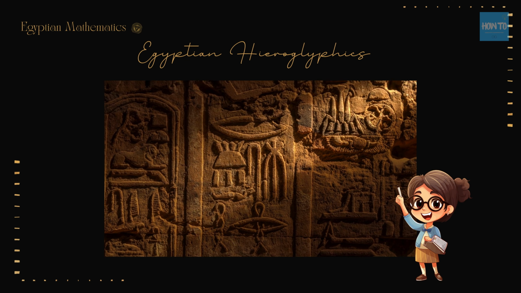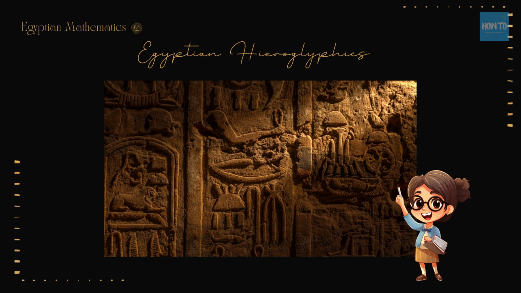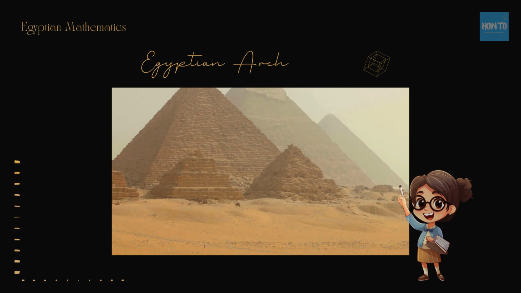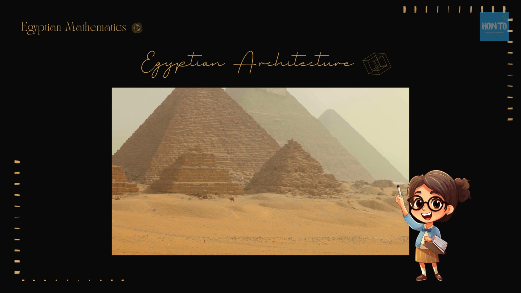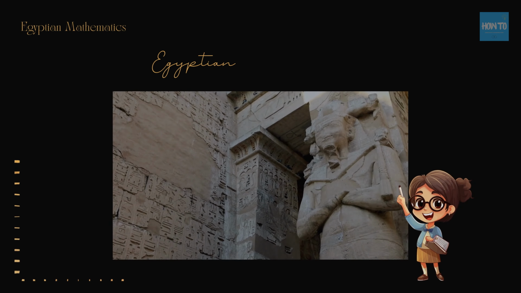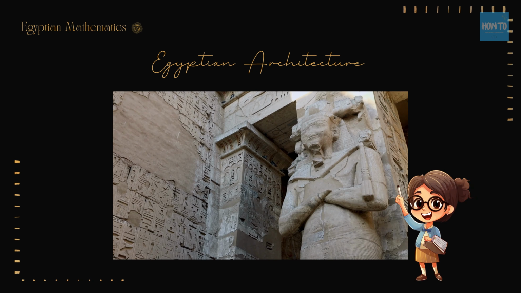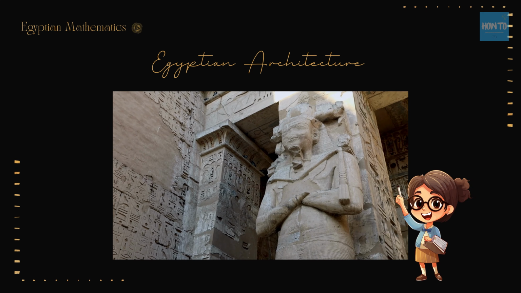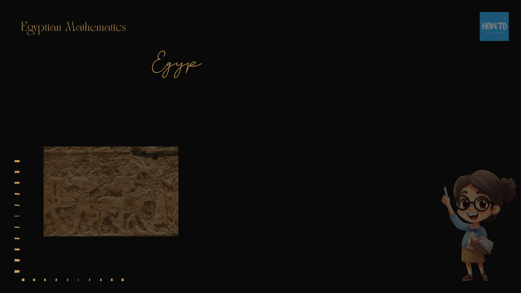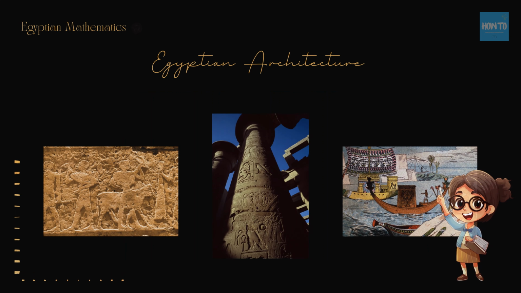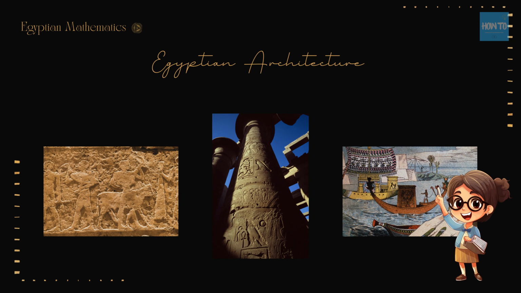But Egyptian mathematics wasn't confined to mystical symbols. It played a crucial role in the construction of those towering pyramids. The precision required for such monumental feats involved intricate calculations. Ancient Egyptian mathematics is an intriguing aspect of the civilization's intellectual achievements. The Egyptians developed a sophisticated system of mathematics that was primarily practical and applied to various aspects of their daily lives, such as agriculture, construction, and trade.